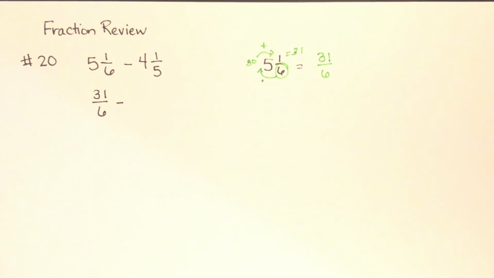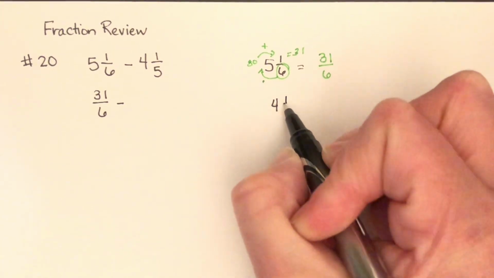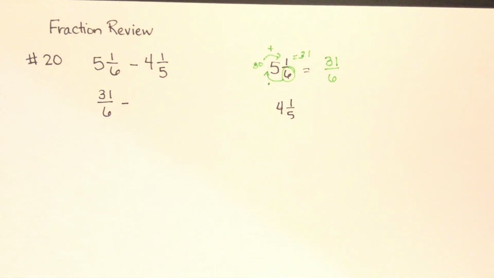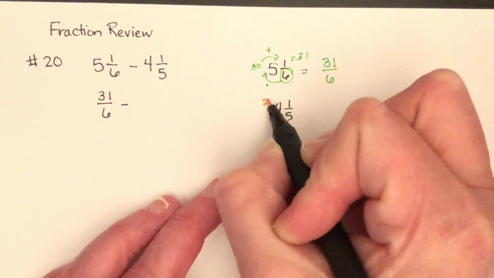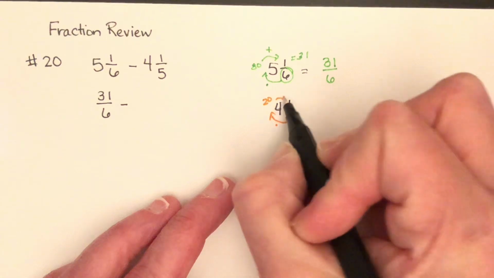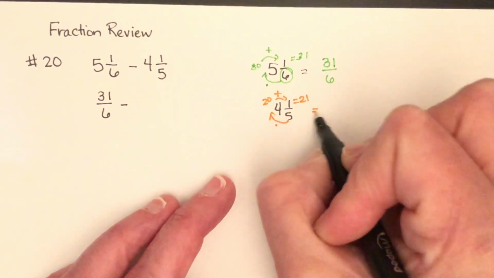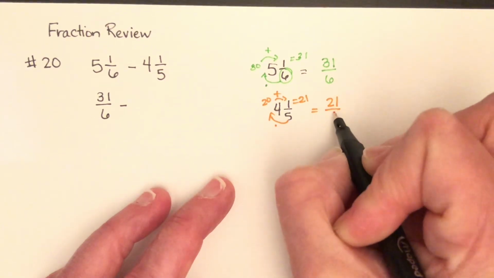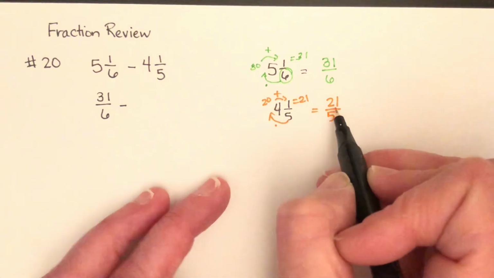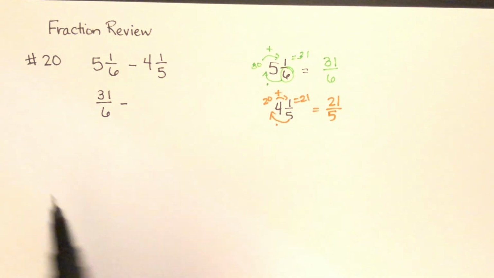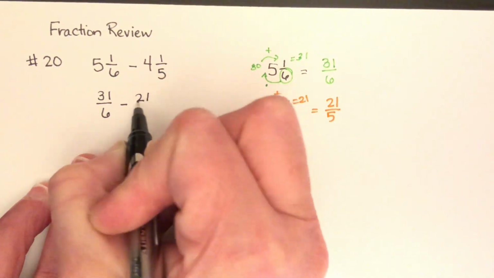Now I'm going to do exactly the same thing with 4 1/5. We do 5 times 4, which is 20, and then 20 plus 1 is 21. So this is equivalent to 21 over 5. The denominator stays the same. So now I have 31 over 6 minus 21 over 5.